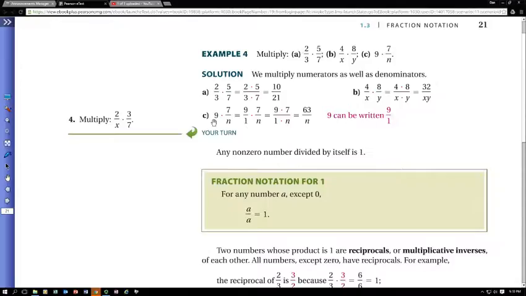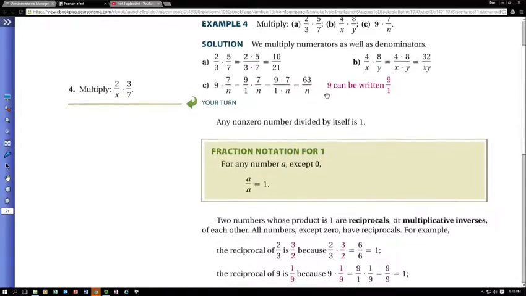And if I have a whole number, I can always easily write that as a fraction, and then I follow the rules. So 9 times 7/9, this example here, c, well, I need to write 9 as a fraction, which would be 9/1. There's actually an infinity of ways I could write that fraction, but this is the simplest one. And then I have a numerator and I have a denominator to multiply, and I follow the rules.